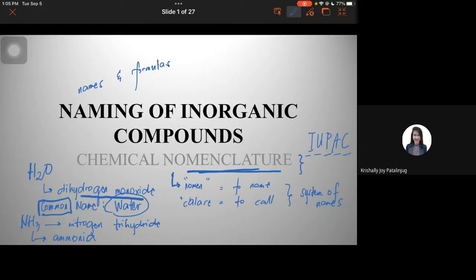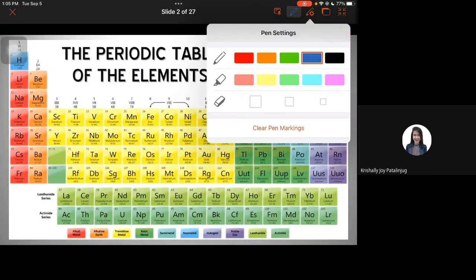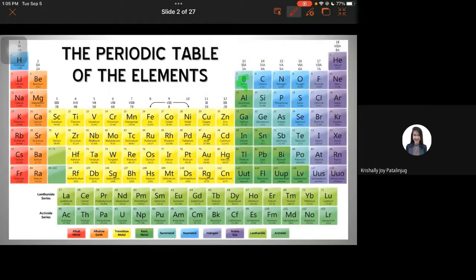But in the succeeding slides, we will learn more of their systematic names, following the rules set by the IUPAC. Okay, so before we start, let's have a glance at the periodic table of elements. Kindly take note that all the elements in the periodic table are arranged based on atomic number. Observe the arrangement from 1, 2, 3, 4, 5, and so on, arranged based on atomic number.